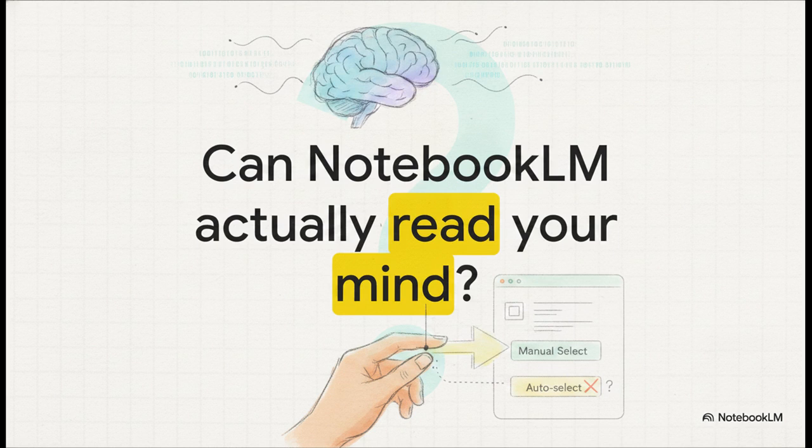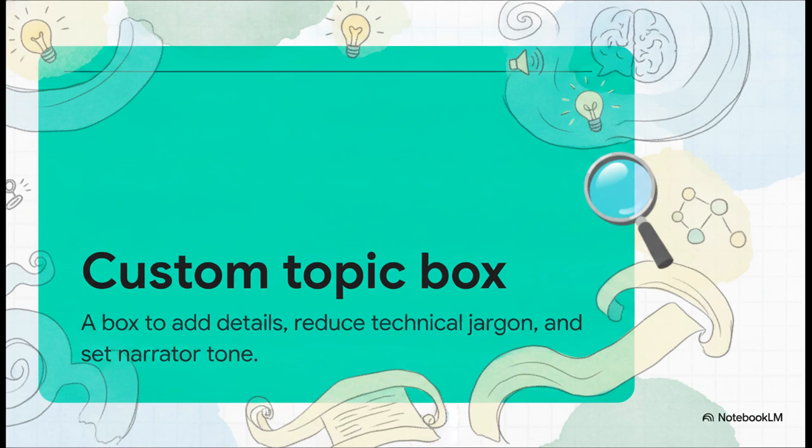If you rely entirely on an auto-select feature, the AI is really just making its best guess. It inherently cannot understand the specific human nuances or the exact pacing you want for your audience. So, to get the absolute most out of a visual style, you have to guide it with text. And this is where the custom topic box becomes a real game changer. In NotebookLM, this feature sits right below the style carousel.